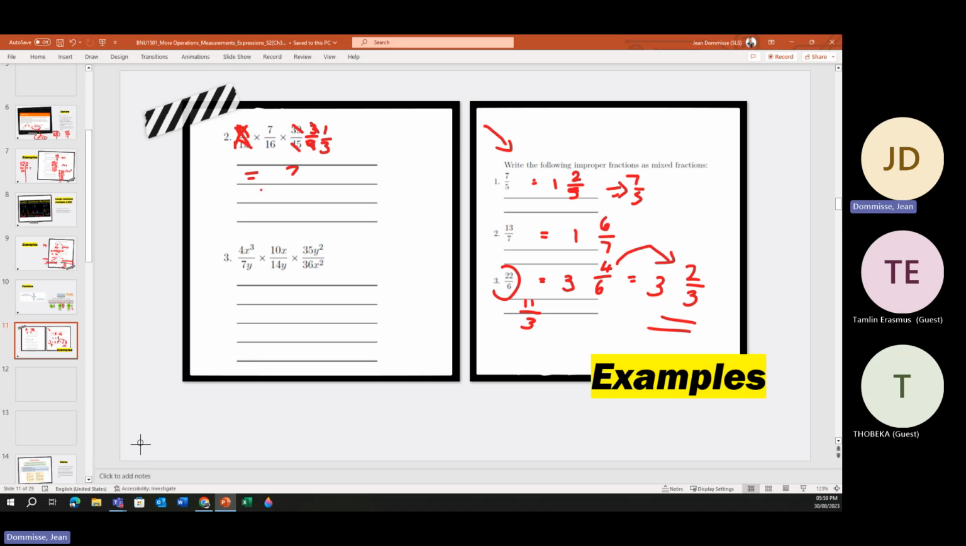So 7 times 1 is 7, 16 times 3 is 48. So then the last question is, can 48 go into 7? No, it can't. So then that is our final answer.